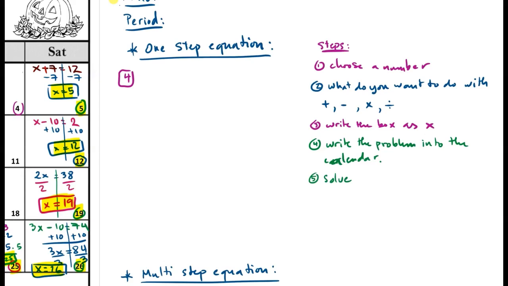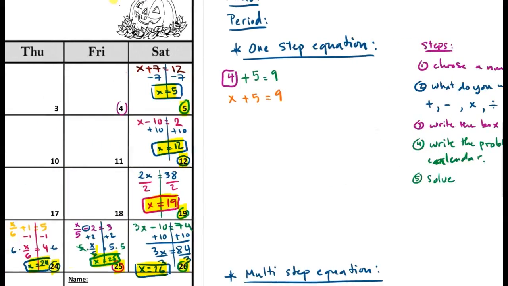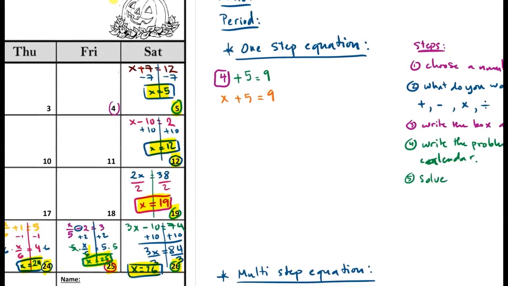Write the box as the x. Write the problem into the calendar. We're going to write this into the calendar as the date for x plus 5 equal to 9. Then we're going to solve for x by subtracting 5 on both sides. x equal to 4. And again, the goal of this one is so the answer matches with the date. That's it.